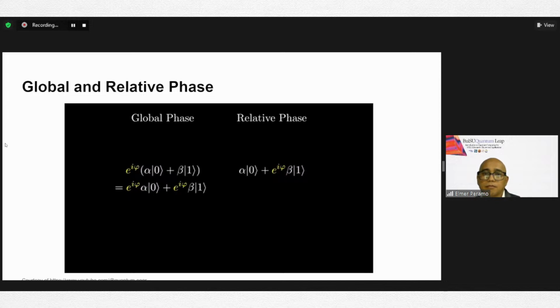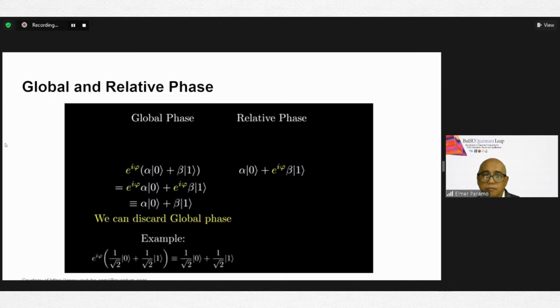It turns out that global phase is physically irrelevant. So the state e to the i phi times (1 over root 2 ket 0 plus 1 over root 2 ket 1) is logically equivalent to the state 1 over root 2 ket 0 plus 1 over root 2 ket 1. Relative phase, on the other hand, is extremely important and matters in our calculations. Relative phase is when the amplitude of the 1 state has a factor of a complex number. As we saw earlier, having relative phase rotates the qubit on the Bloch sphere around the z-axis.